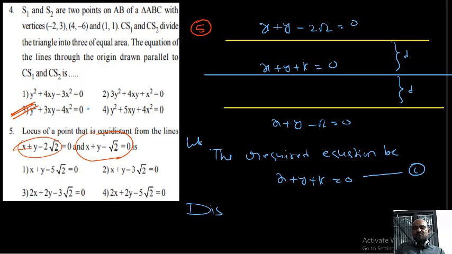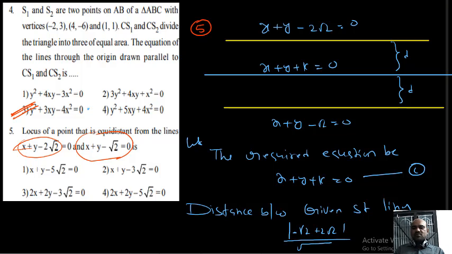Distance between the given straight lines is mod c2 minus c1 by root over a square plus b square. So mod c2 minus c1, that is root 2 minus root 2 plus 2 root 2 by root over 1 plus 1, that is equal to root 2 by root 2, that is equal to 1 unit. Total d1 plus d2, that is d plus d equal to 1, and 2d equal to 1, d equal to half. By using this d equal to half, I can find the k value.